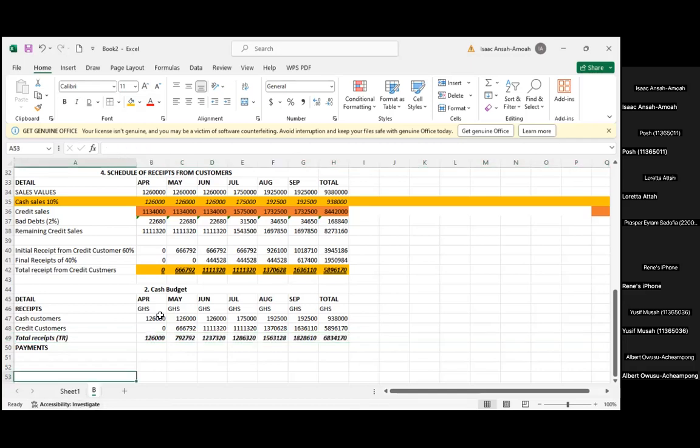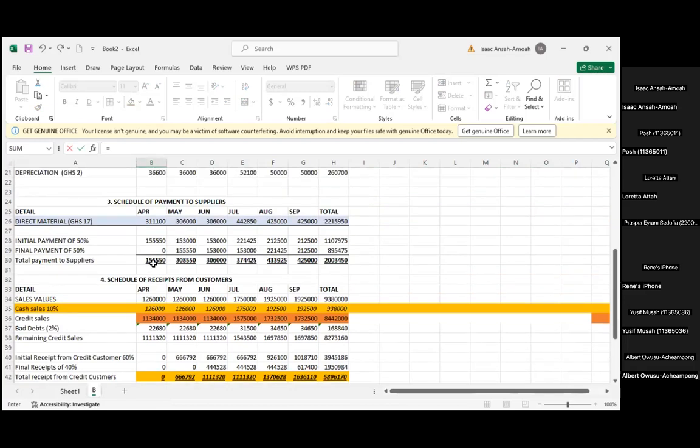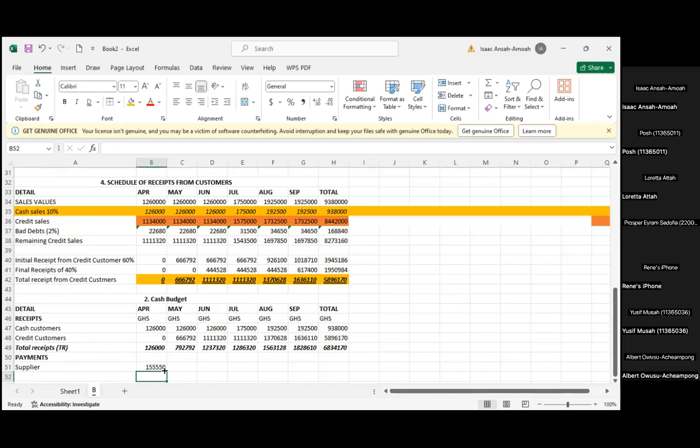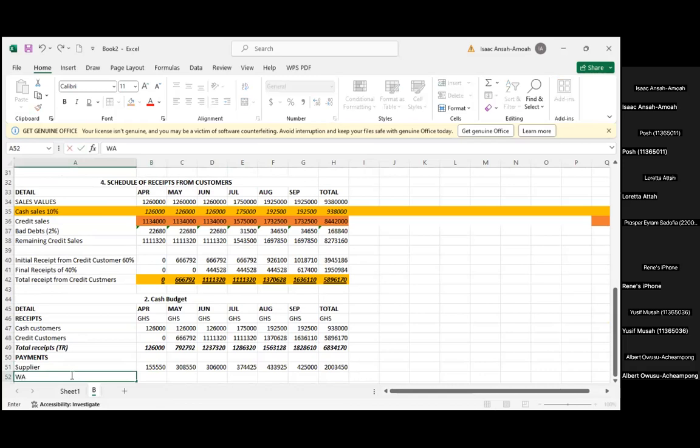Okay. Then I bring here my payment. At least for me, I remember we made payments to suppliers. So payment to suppliers. And that I would fetch from the schedule of payment to suppliers, which is this. So I'm just going to rewrite these figures. We made payment to labor, which was classified as wages, right? So wages comes here.